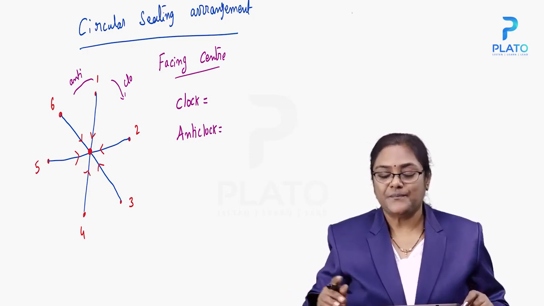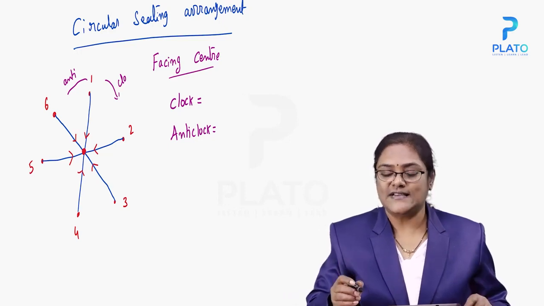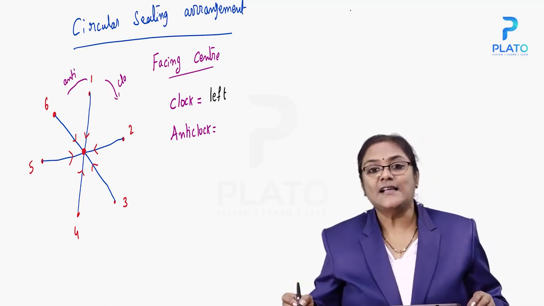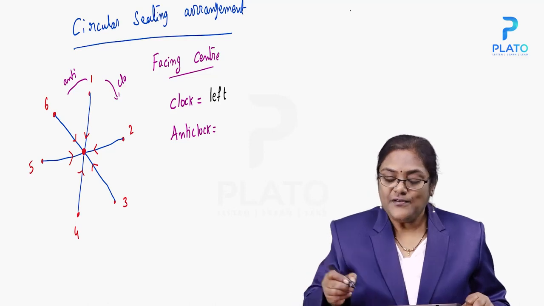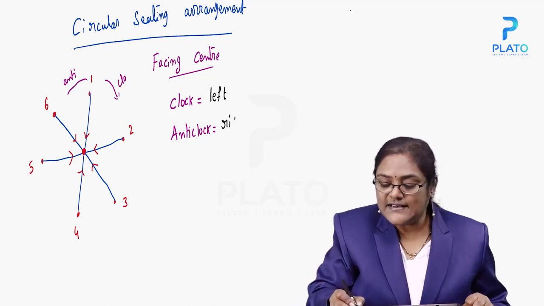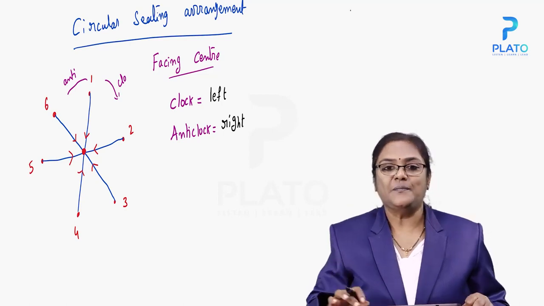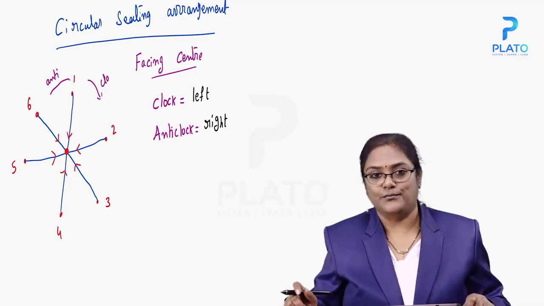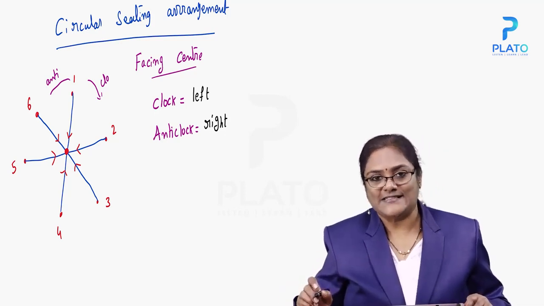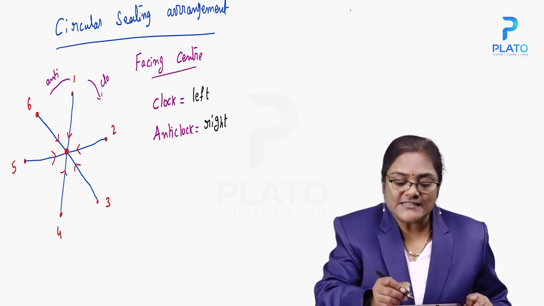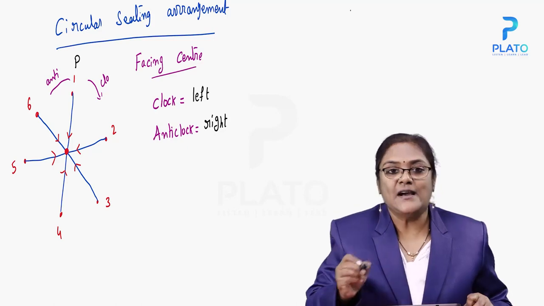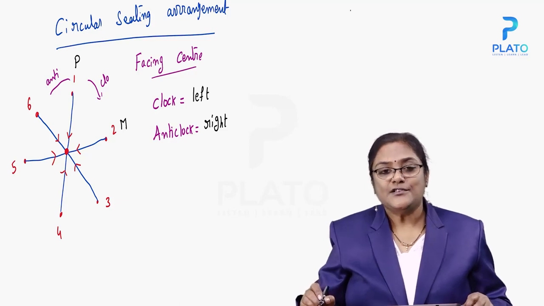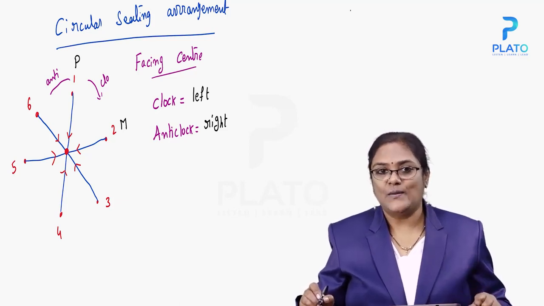So friends, please look at this. From any person, if you are going in a clockwise direction, that means it is the left side of that person. If you are going in anti-clockwise direction, that is the right side of the person. For example, from 1 to 2, a person is sitting in number 1 place. If I think that P is sitting in number 1 and M is sitting in number 2, then from P, M is in the clockwise direction.